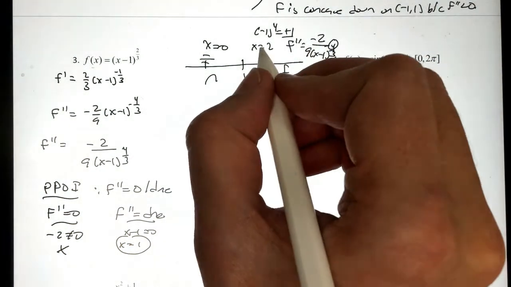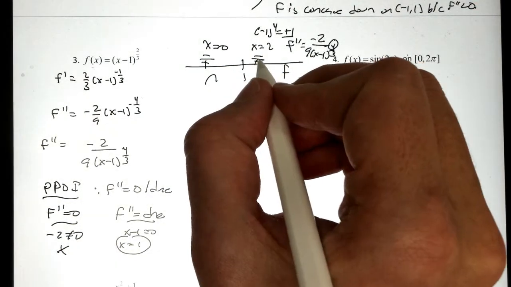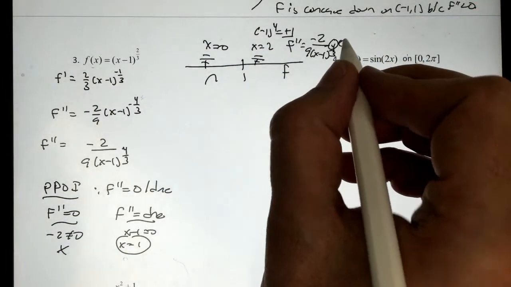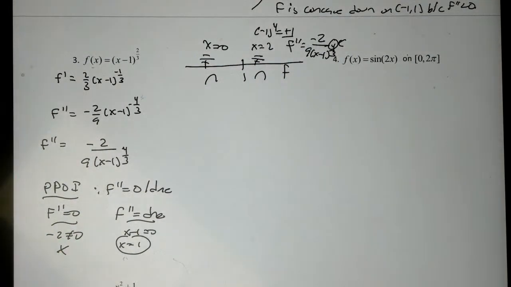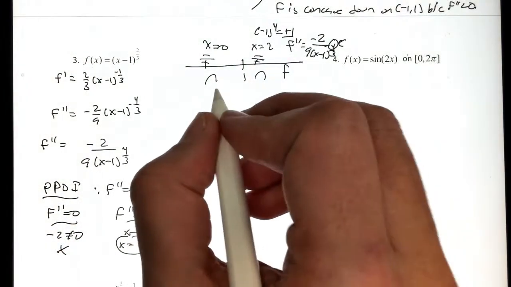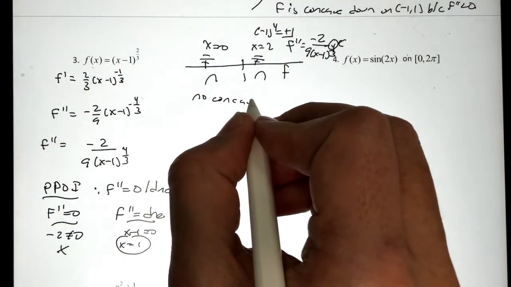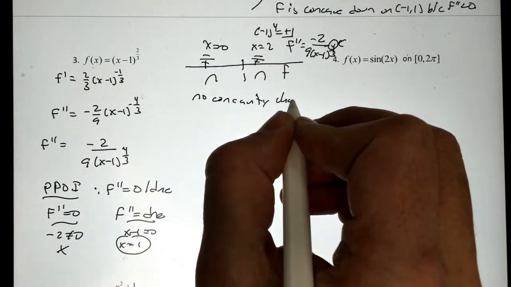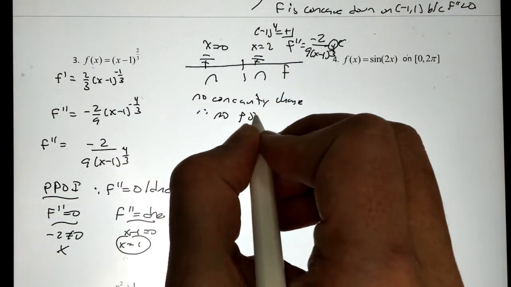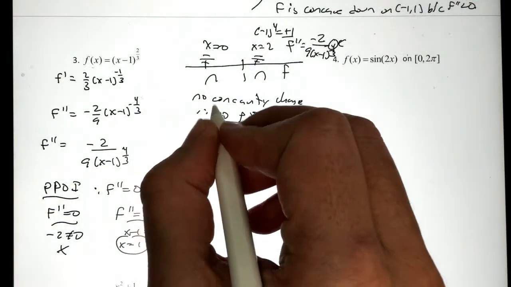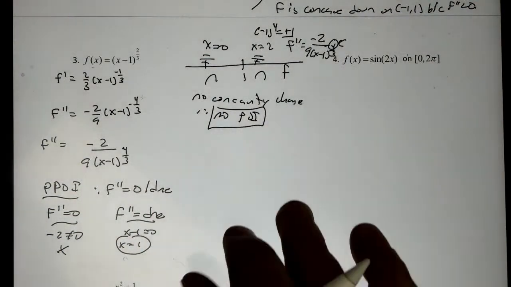Plug in something big like 2. Again, the top is still going to be negative, but the bottom is also going to be positive again. That's what this is telling me. The bottom's always going to be positive. So it's also concave down. So notice, there is no concavity change right there. Therefore, we can say there is no point of inflection. Concavity doesn't change, no point of inflection.